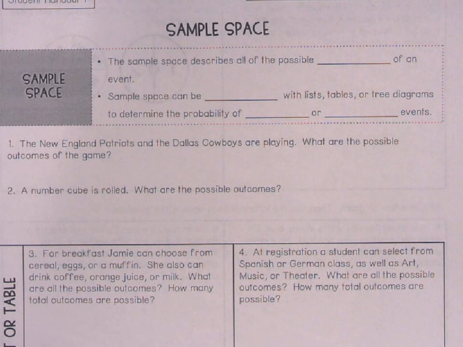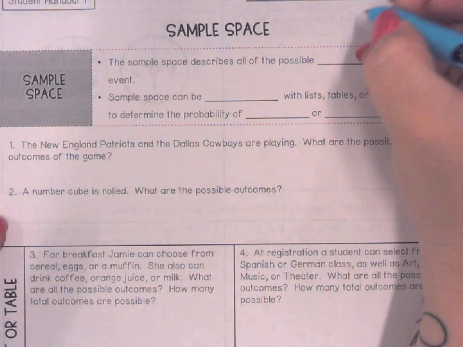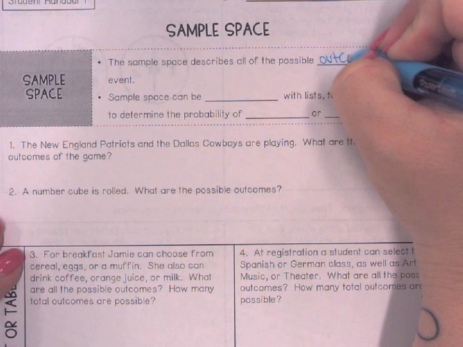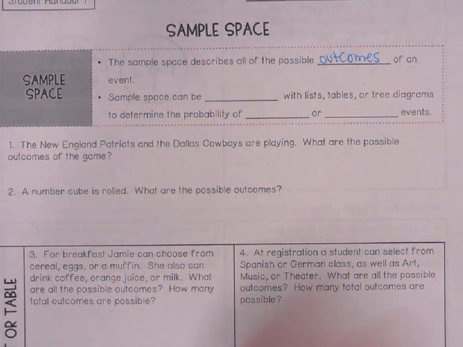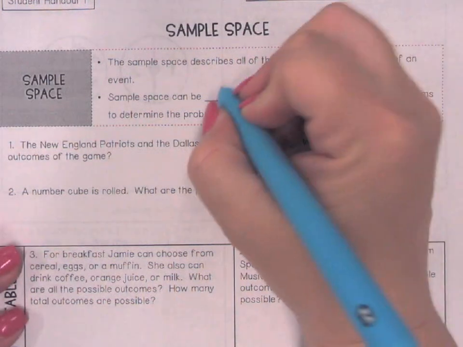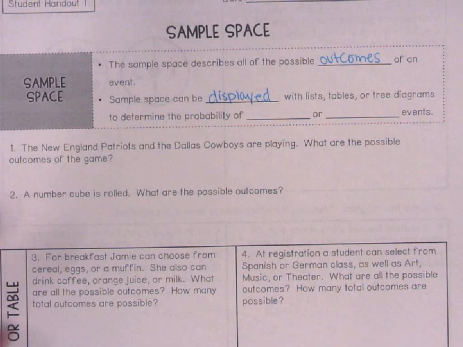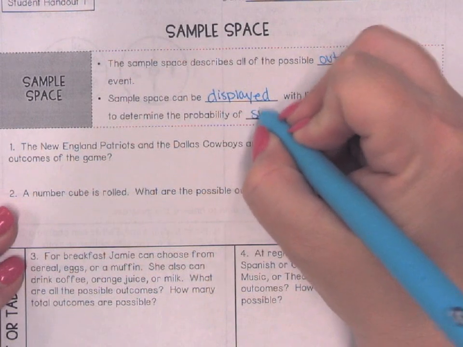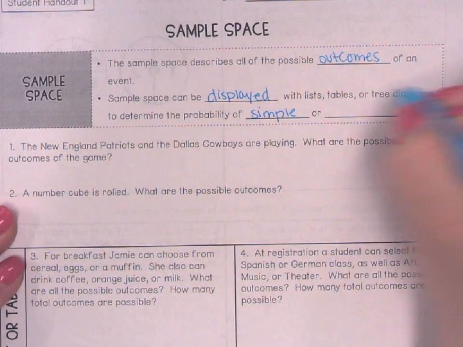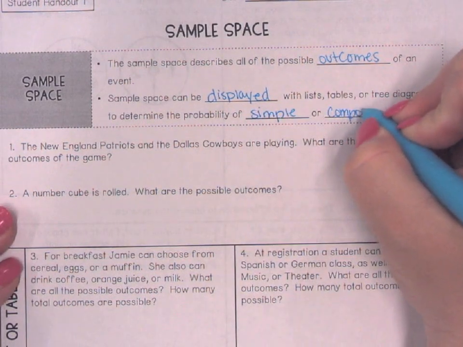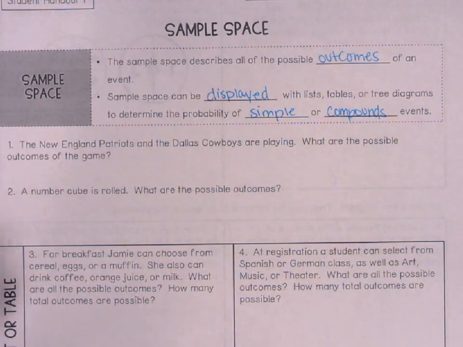The sample space describes all of the possible outcomes of an event. So what you get out, outcome, okay? Sample spaces can be displayed with lists, tables, or tree diagrams to determine the probability of simple or compound events. Okay, so this is just how you lay it out. It's how you organize. The sample space is how you organize the information that you're given.